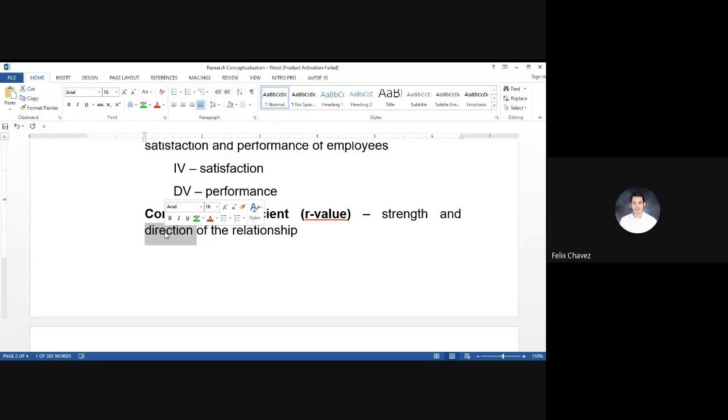If the R value is positive, then there is a directly proportional relationship. So in a directly proportional relationship, we consider that when X goes up, Y also goes up. When the IV increases, the DV also increases. So that's the meaning of the positive and negative correlation coefficient. So when we talk about the magnitude, okay, the magnitude or the strength of the relationship.